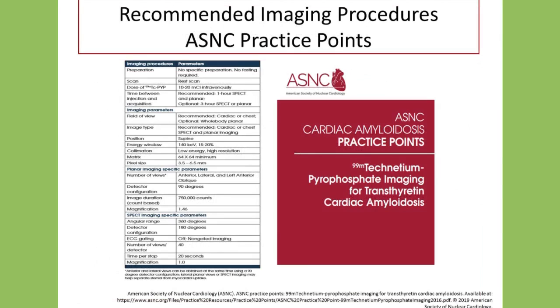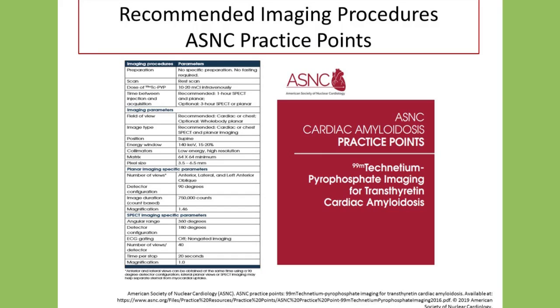Recommended imaging procedures or guidelines. A great reference for those of you who are looking to start this imaging or who have questions is the ASNC cardiac amyloidosis practice points. It has nicely laid out what imaging characteristics should look like. Essentially, there is no prep for this procedure for our patients. It is a resting scan. Generally, patients should be given anywhere between 10 and 20 millicuries of the isotope.